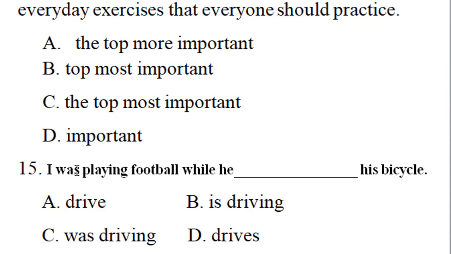Two different actions were happening at the same time. Yes, two different actions. That means I was playing football while he was riding. Two different activities were happening at the same time. That's called was driving, which means I was playing football. I was playing football while he was driving his bicycle. So it is past continuous, and because there is a conjunction, while, here.